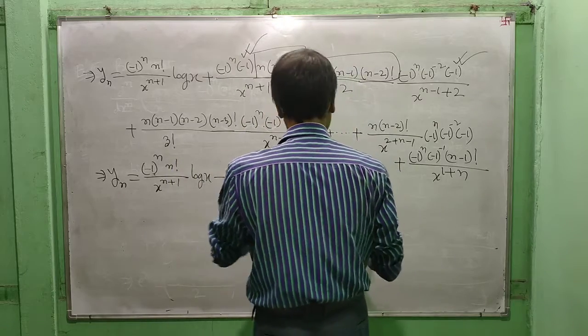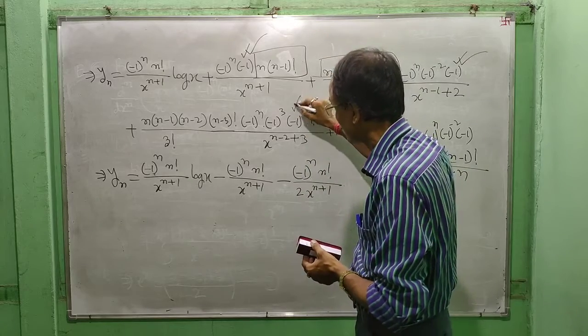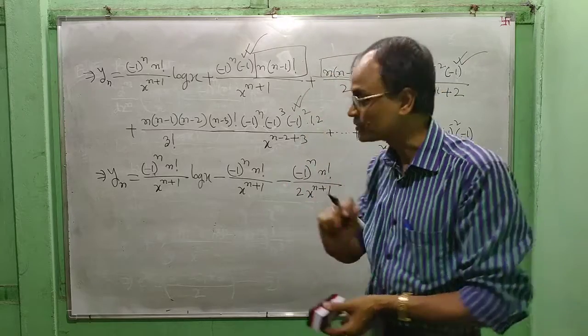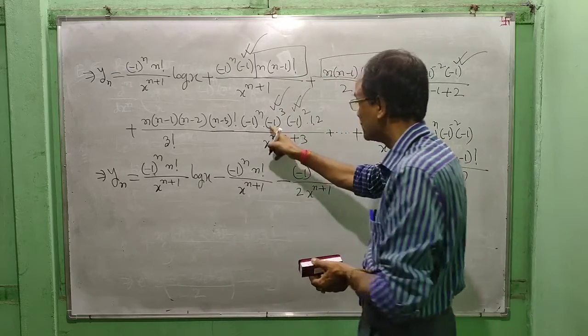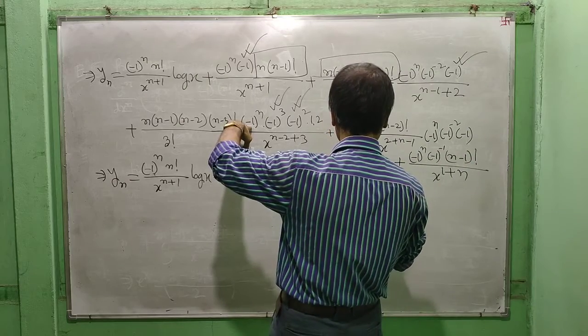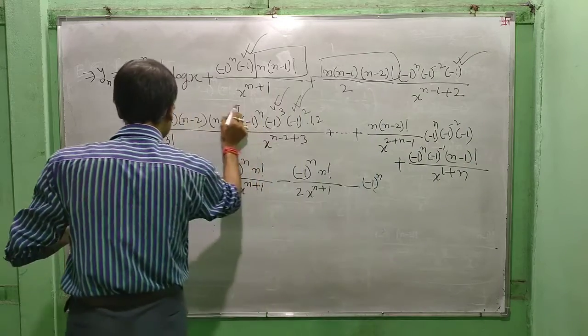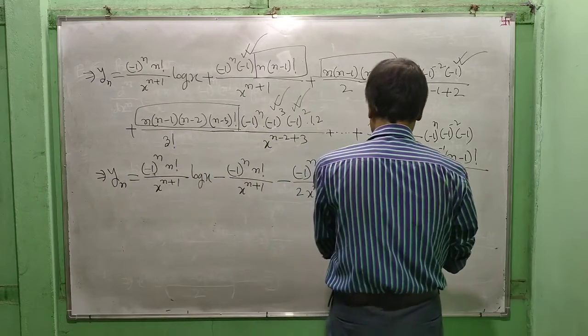Plus. Here also, you see, minus 1 whole square is equal to plus 1. Minus 1 whole cube is equal to minus 1. That minus 1 has been written here. Here you see minus 1 whole to the power n, right? What is this? This is nothing but factorial n.